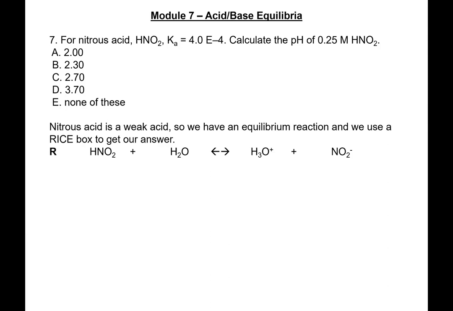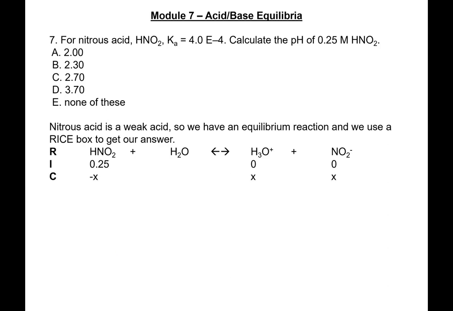So R is reaction. We write our reaction, give ourselves lots of room here. HNO2 plus H2O is in an equilibrium reaction to give H3O plus and NO2 minus. All right, our initial conditions, 0.25 molar of HNO2 and none of the H3O and NO2 minus. And of course, water, we leave it out.